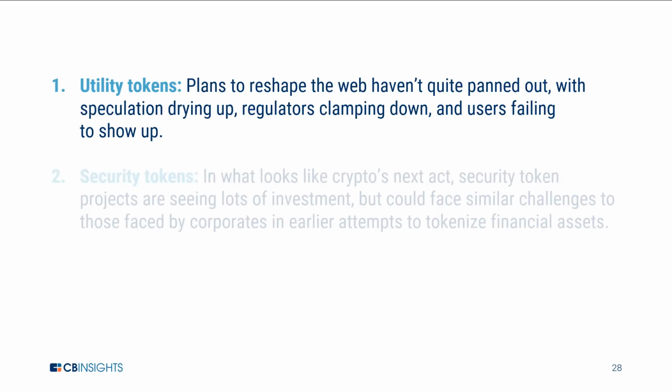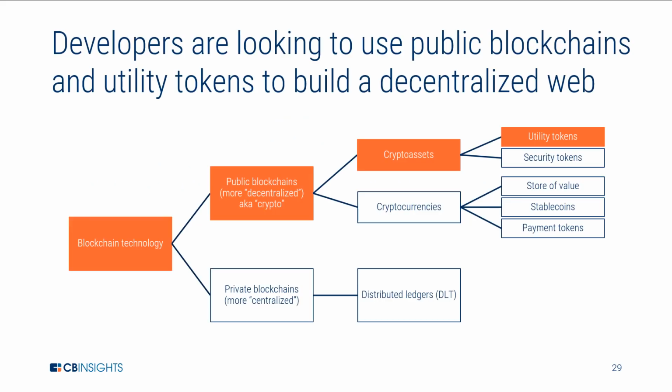First, utility tokens. The major trend here, and this has a lot to do with ICOs, is that plans of utility tokens reshaping the web haven't really happened yet. Speculation has largely dried up, regulators have clamped down, and users are failing to show up. So let's frame utility tokens within the broader blockchain conversation. What we're talking about here is public blockchains, and then we're talking about crypto assets, not cryptocurrencies like Bitcoin. And then within crypto assets, we're talking about utility tokens, which are tokens that offer utility within decentralized networks.